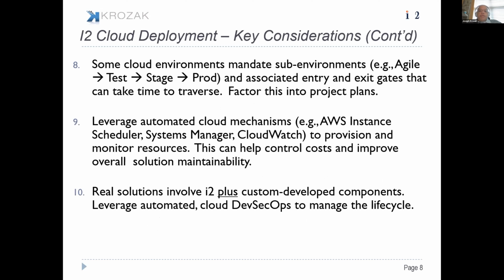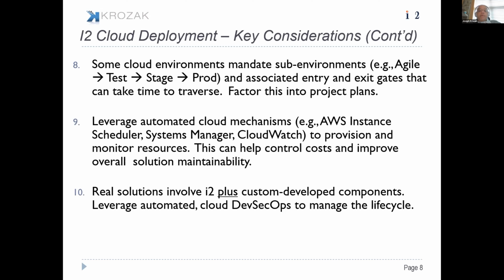Rounding out our final 3 here, item 8 is something that we have also seen more prominent in the cloud environment, which is that a lot of those environments have sub-environments. They will not just allow you to put something directly in production, but they'll have several sub-environments that have different requirements and different entry and exit criteria associated with them.